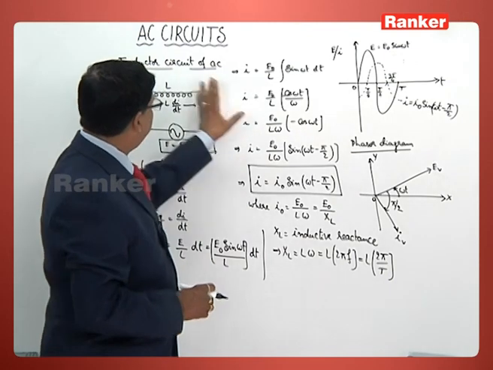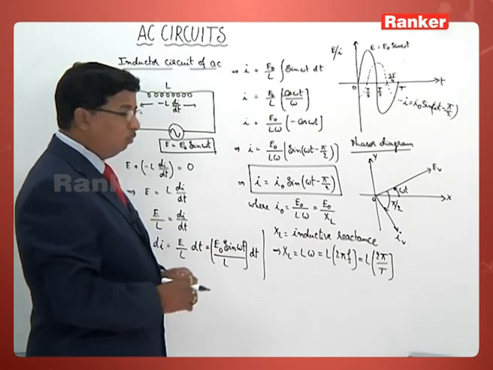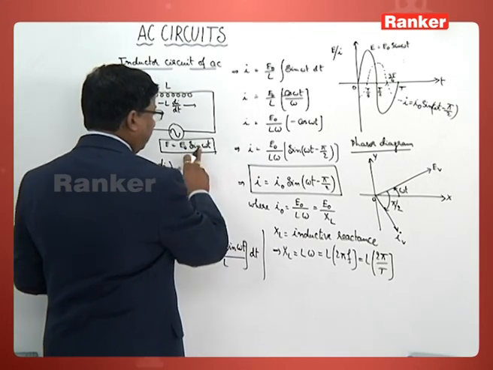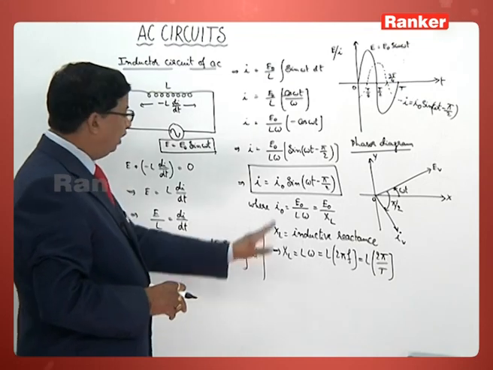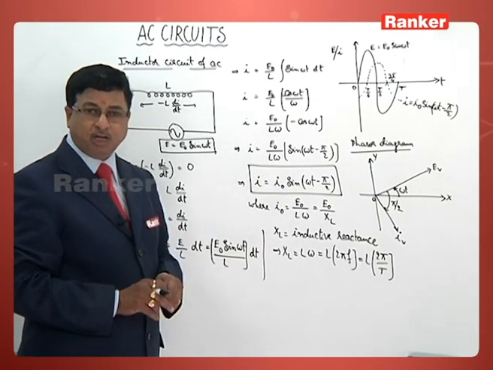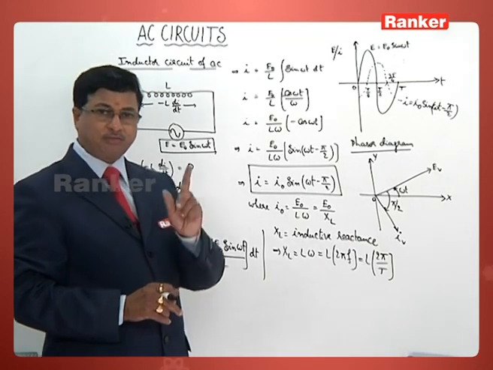So, this is the second one which one has to remember. And the only point we need to understand here is these two formulae. This is for EMF, this is for current, and by looking at that equation you can understand that current is lagging behind EMF by pi by 2 radian as such.